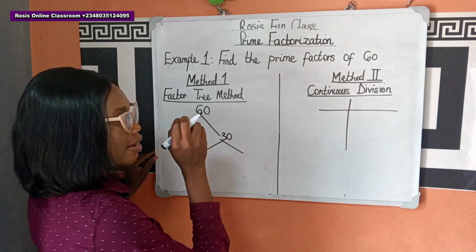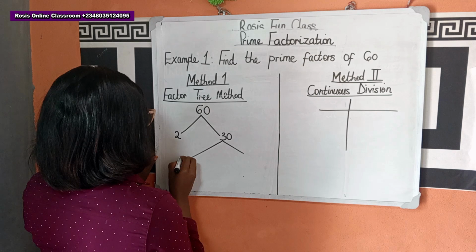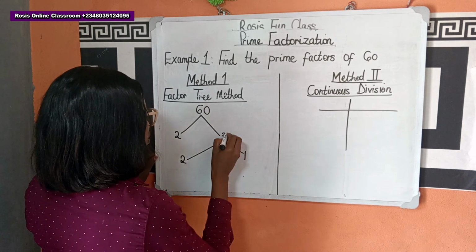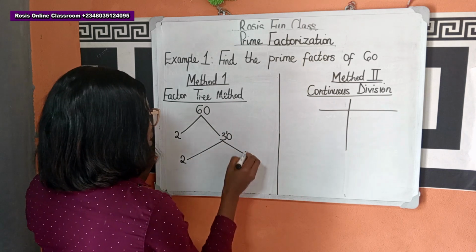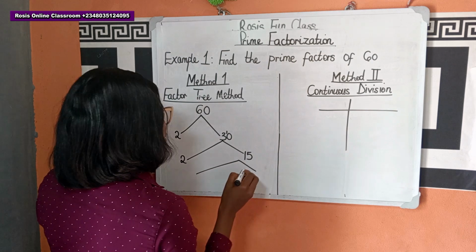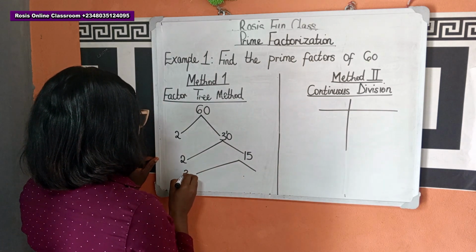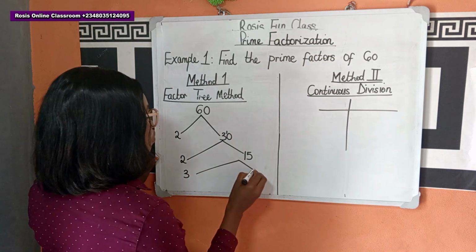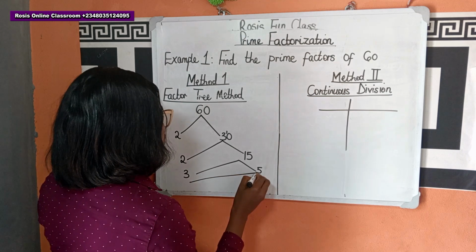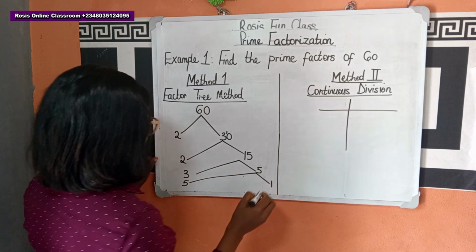30 is an even number, so we use 2, the smallest even number. 2 into 30 gives us 15. 2 into 10 gives us 5. 15 is an odd number, so we use the smallest odd number, which is 3. 3 into 15 gives us 5. 5 into itself gives us 1.